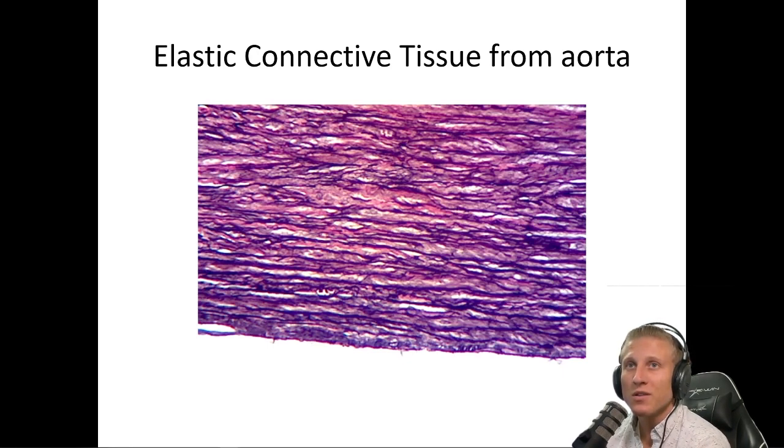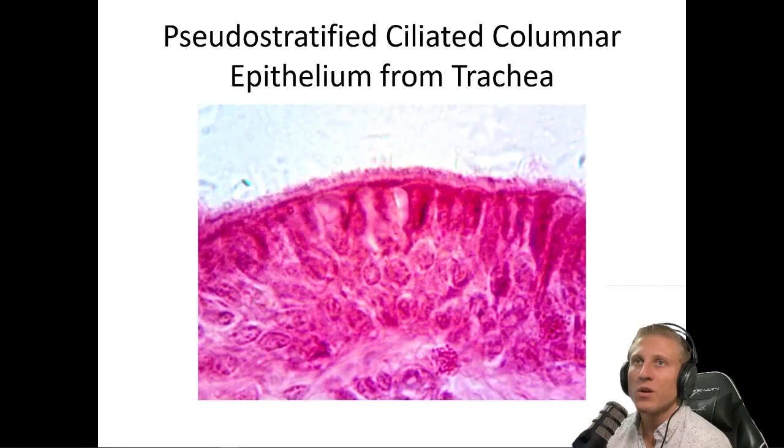Elastic tissue from the aorta. Okay. Same direction. Dyeing purple. Purple is going to be our elastic fibers. Cool. We already talked about fibrocartilage recently.